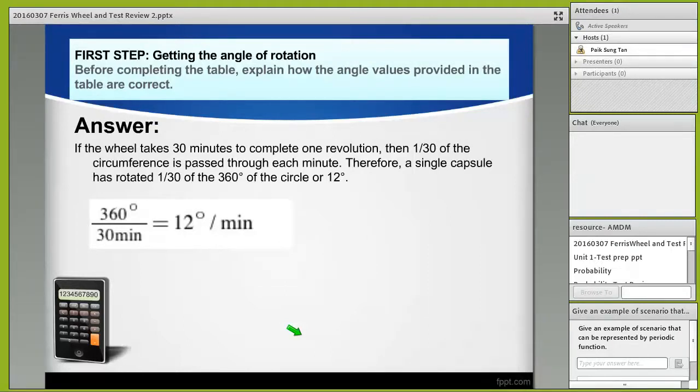So here's the first step. We are getting the angle of rotation. Before completing the table, explain how the angle values provided in the tables are correct. This is what's stated in the content.